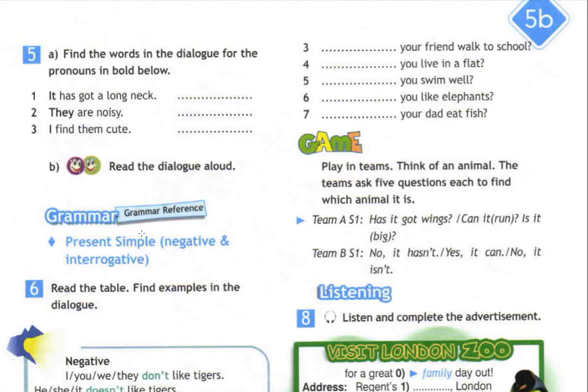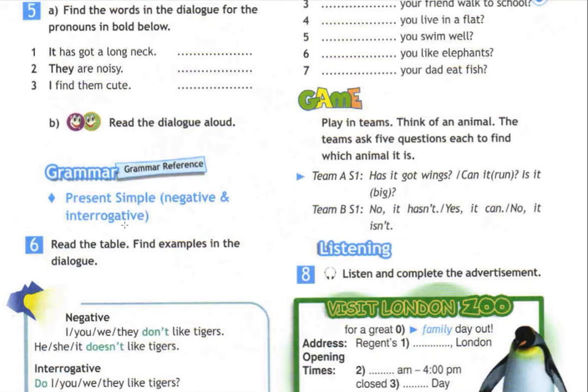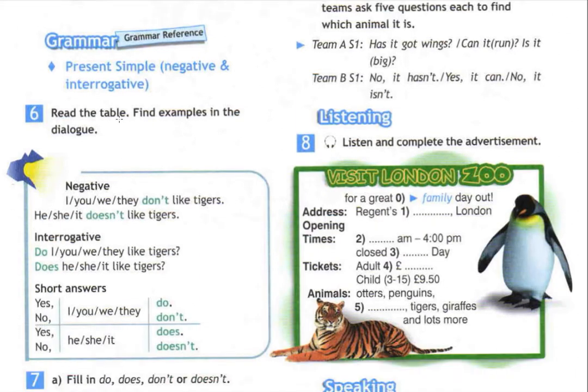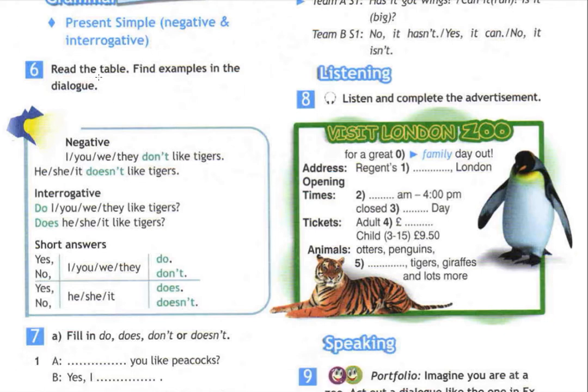Boys and girls, we must do exercise number 6. Present simple. Настоящее простое время. Negative and interrogative. Отрицательное и вопросительное предложение. Read the table. Find example in the dialogue. Читаем таблицу.